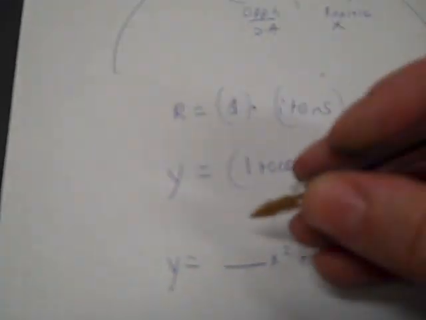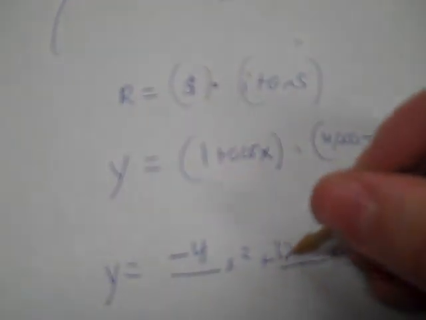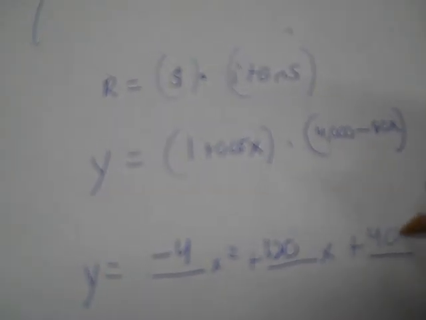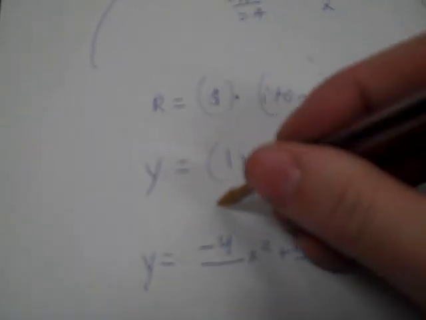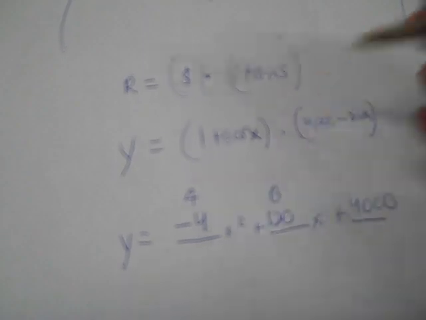Negative 4x squared plus 120x, and then 4,000. Okay, now I have my A and I have my B. So the opposite of B would be negative 120, and then 2 times negative 4, which is negative 8. Now I divide negative 120 by negative 8, and that's 15.